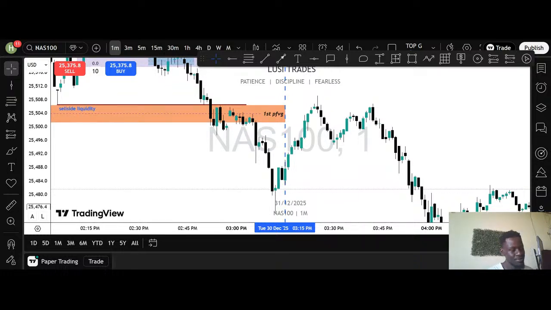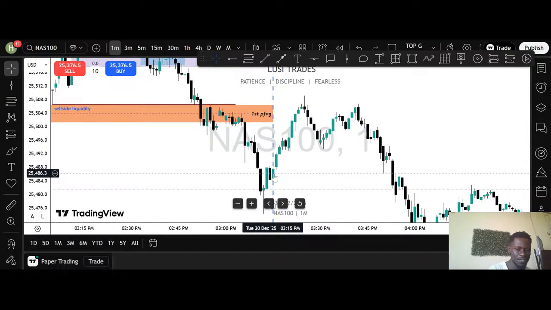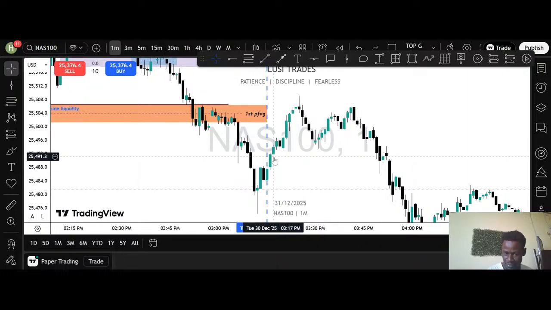So when trading the PM session, just like the AM session, you should know that time comes first. So I was saying that wait for 3:15. This is 3:15, this level that I've highlighted here. So wait for 3:15.